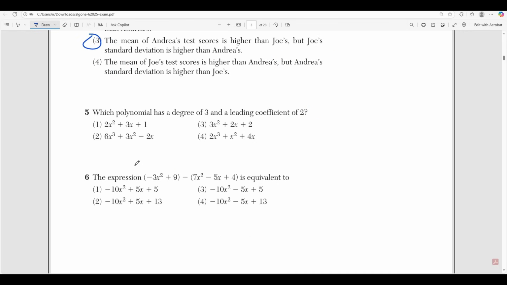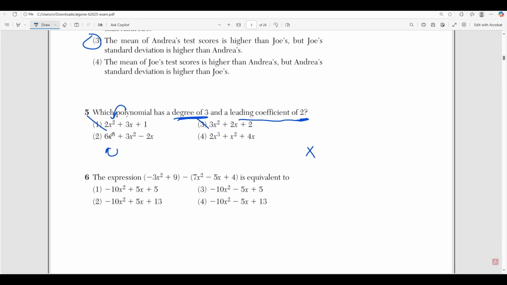Number 5 asks, which polynomial has a degree of 3 and a leading coefficient of 2? So a degree of 3 means that the biggest exponent is 3. So choices 1 and 3 are both wrong because their biggest exponents are 2, right? So then the leading coefficient of 2 is the number in front of the variable that has the highest degree.